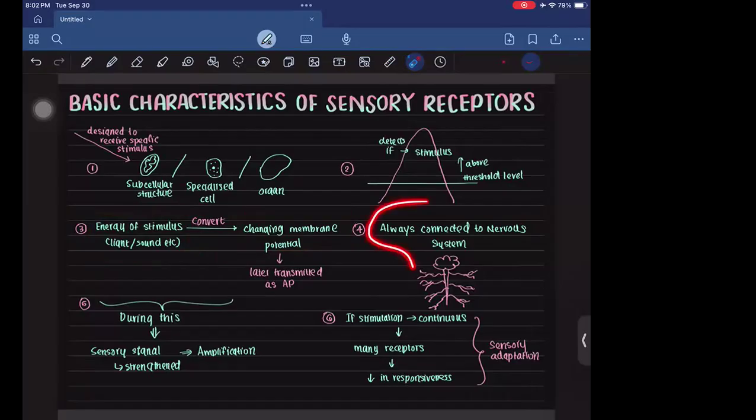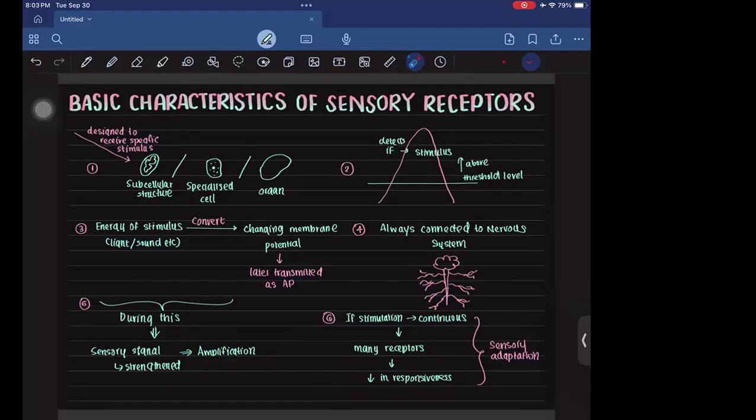Then it is always going to be connected to your nervous system. Remember that, because it has to transmit the information. And then we have something called amplification, which means when the energy of the stimulus is converted to a changing membrane potential, the sensory signal can be strengthened, they can exaggerate the information, and that is known as amplification. Finally, if the stimulation is continuous, many receptors show a decrease in responsiveness, which is called sensory adaptation. For example, if there is continuous exposure to a strong smell, the perception of that smell will gradually decrease, and finally you will stop the perception. You will no longer feel that as a foreign smell anymore.